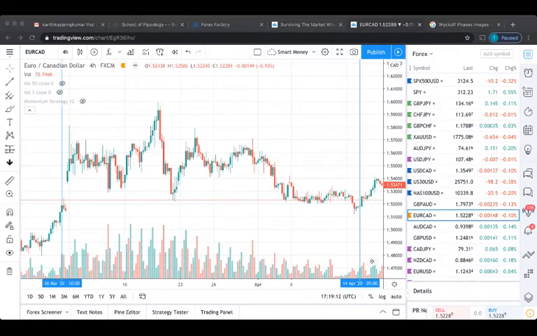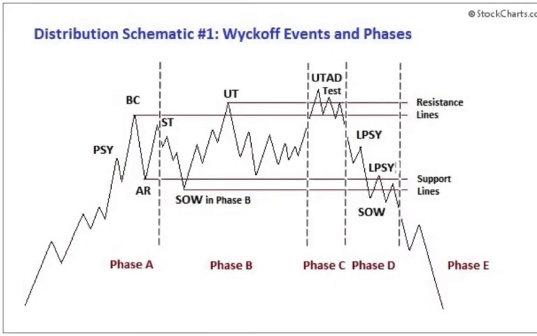Let me go back and show you that image. So here we have the distribution schematic of the Wyckoff phases. You have the buyer's climax and the automatic reaction, that's the BC and the AR. And then the ST would be your second test. It continues in this range, and after it shows that test, it goes below the automatic reaction into the SOW, which is a sign of weakness, in phase B.